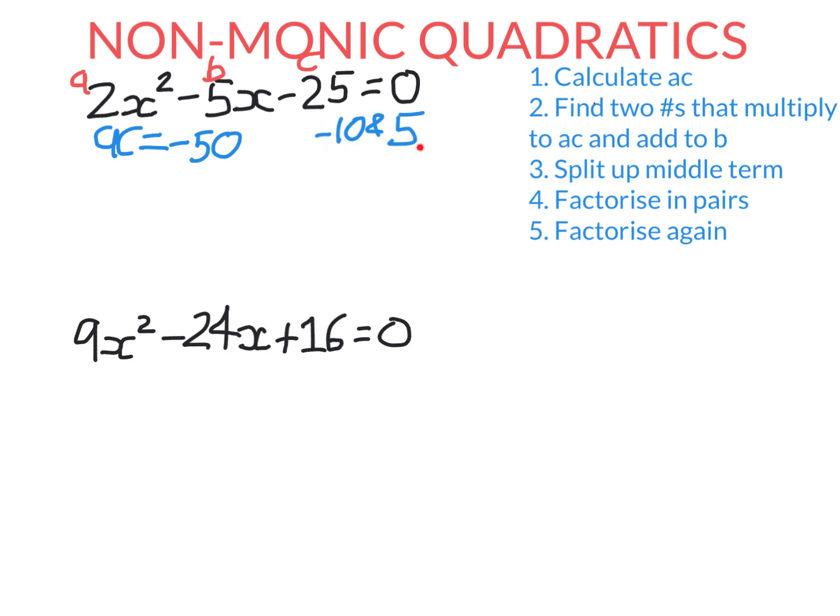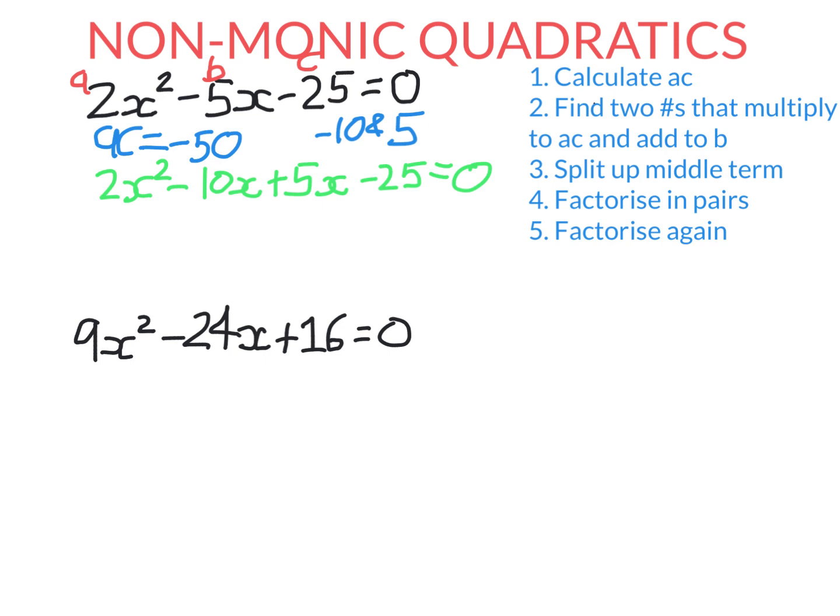So what do you do with these numbers? You split up the middle term using these numbers. What do I mean by that? So what I do is I'm going to leave the first term alone. I'm going to split up negative 5x. I'm going to write it as negative 10x plus 5x. And I leave the last term alone as well. See, where did I get these numbers negative 10 and 5 from? They were the 2 numbers I calculated in step 2. Those 2 numbers are the coefficients that go here and here.